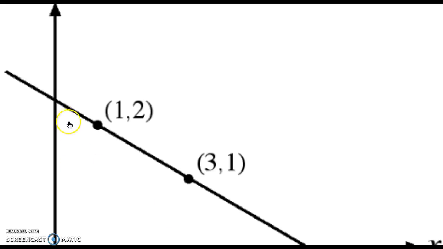Now if you look at this line, since it goes down to the right, it is a negative slope. Let's calculate the values. 1 minus 2 is -1 over 3 minus 1, which is 2. So our slope would be -1 over 2. Therefore, it moves down to the right.